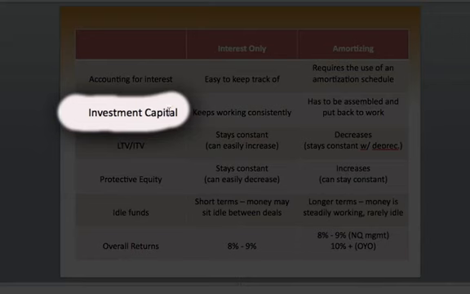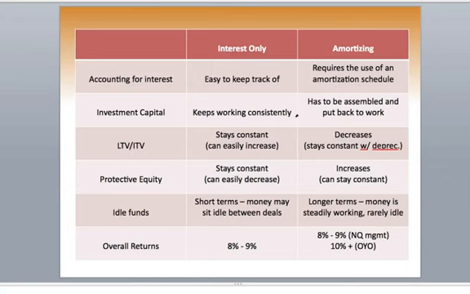Investment capital. When you're in an interest only loan, that principal keeps working consistently for you. It works the exact same amount because the principal never decreases, so it just keeps working for you. You don't get it back. When you're in an amortizing loan or note, you are getting some of your principal back. As soon as you get some of your principal back, that principal is no longer working for you. They've paid it back, so they don't owe you interest on that part.